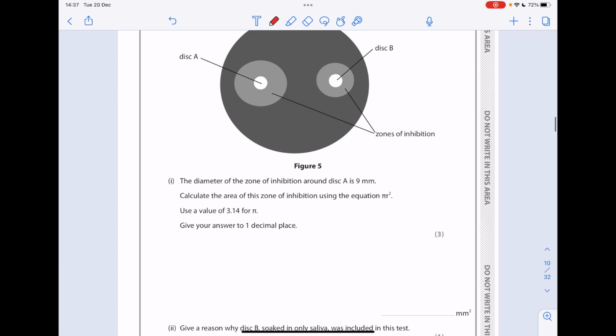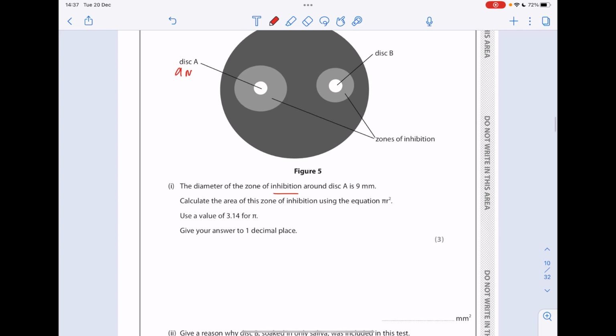The diameter of the zone of inhibition around disc A was 9 millimeters. Calculate the area of this zone of inhibition using the equation pi r squared. Use 3.14 for pi and give your answer to 1 decimal place.